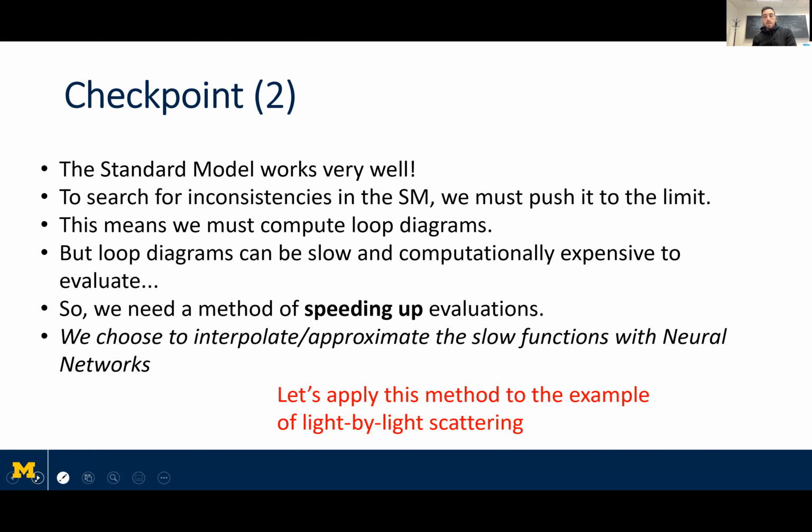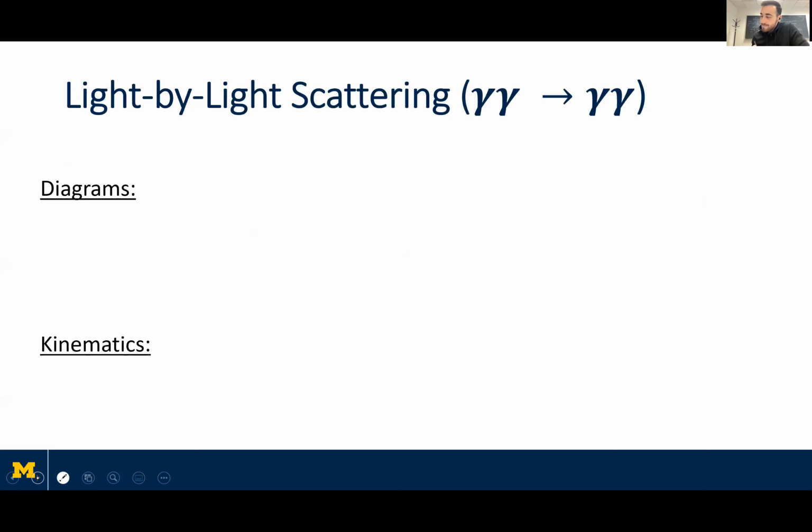So let's apply this method to the example of light by light scattering. Light by light scattering means I'm scattering 2 photons off of each other. If you think about drawing the diagram, you can imagine a photon coming in and another photon coming in, but then you remember the Feynman rule, and it tells you I can't stitch 2 photons into one vertex. So I can't have something like this. This is not allowed in quantum electrodynamics. It breaks all sorts of symmetries.